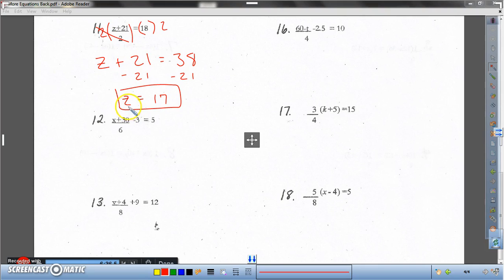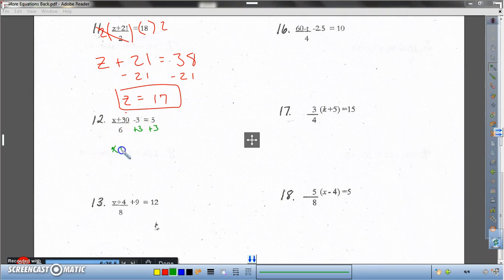Okay, for number 12, it's very similar, but the first thing I do here is not get rid of the division because I have another operation on that side of the equation with it. And so I want to isolate what's in the red brackets first by getting rid of the -3. Then once I isolate the fraction itself, then I can begin to isolate the variable. Okay, but I can't isolate the variable until I isolate the term in which the variable exists. So in order to do that, I'm going to first add 3 to both sides.